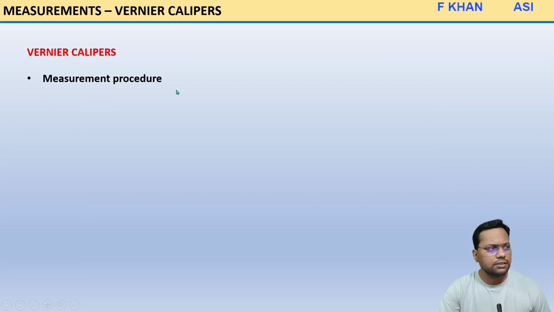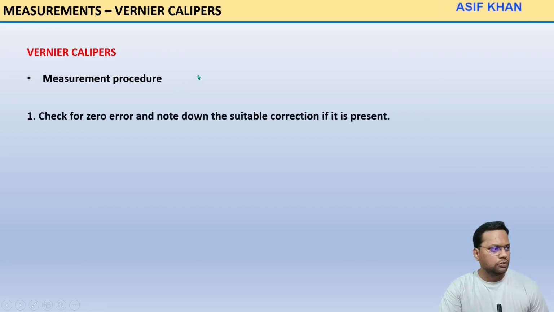Now we see the measurement procedure using a Vernier calipers. When the Vernier calipers is given, or when it is used for taking some measurement, the first thing is you need to check for the zero error. You need to check whether it has some zero error or not. If it does not have any zero error, then well and good. You don't need to do anything. You take the reading directly. If it has zero error, then you need to find out which kind of zero error it is.